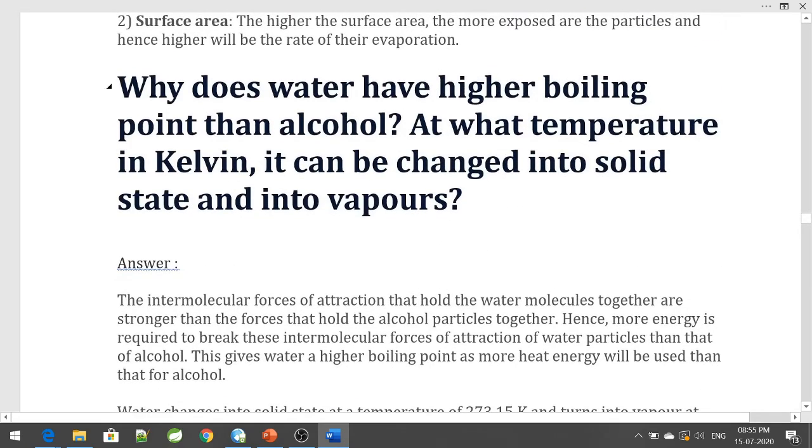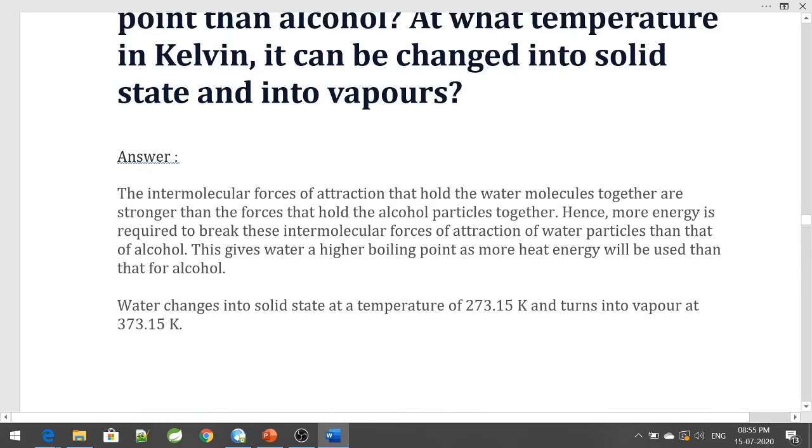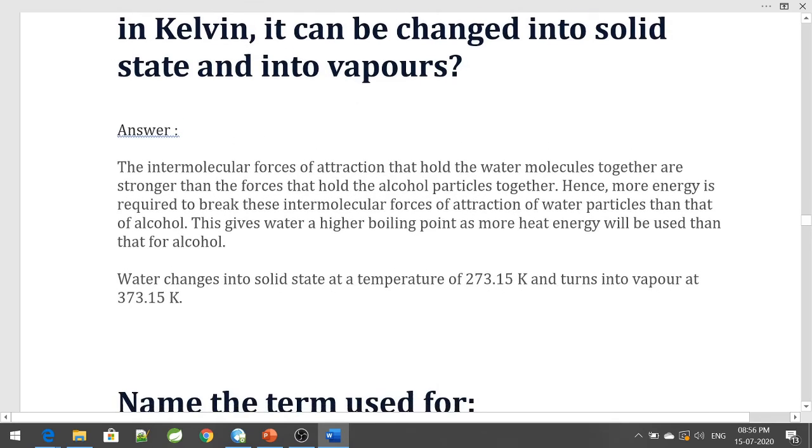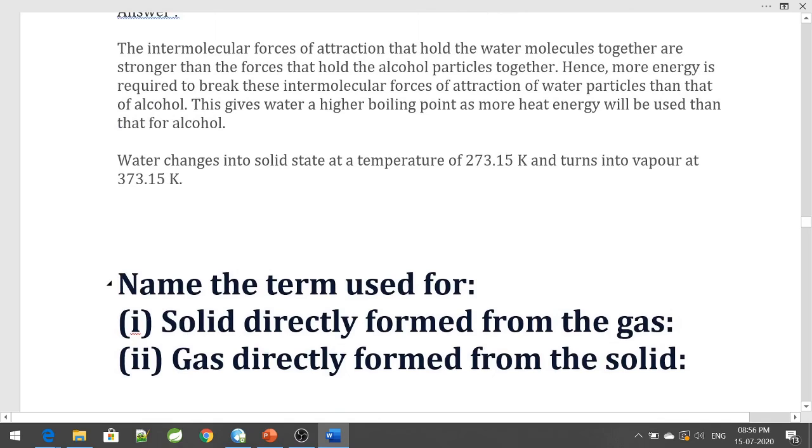Why do we have a higher boiling point for water than alcohol? Because in water the molecules are compact and the forces of attraction are stronger when compared to alcohol. For breaking the stronger forces of water molecules, we need a higher melting point and higher boiling point. The boiling point of water in Kelvin is 373.15 Kelvin. And in centigrade, that is 100 degrees centigrade.